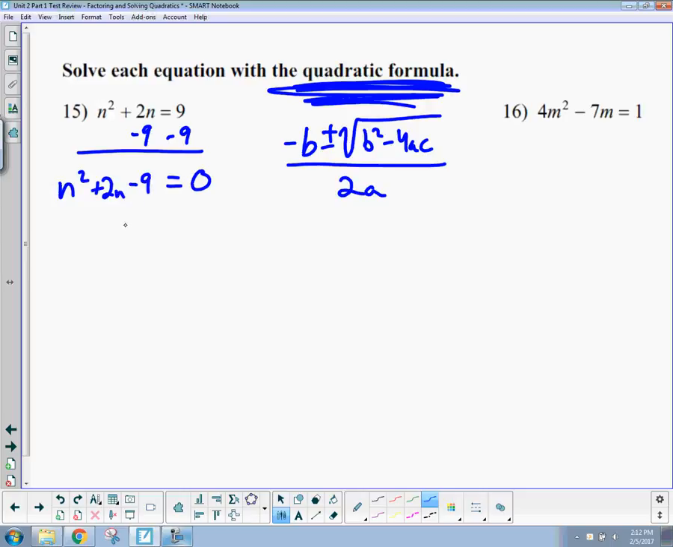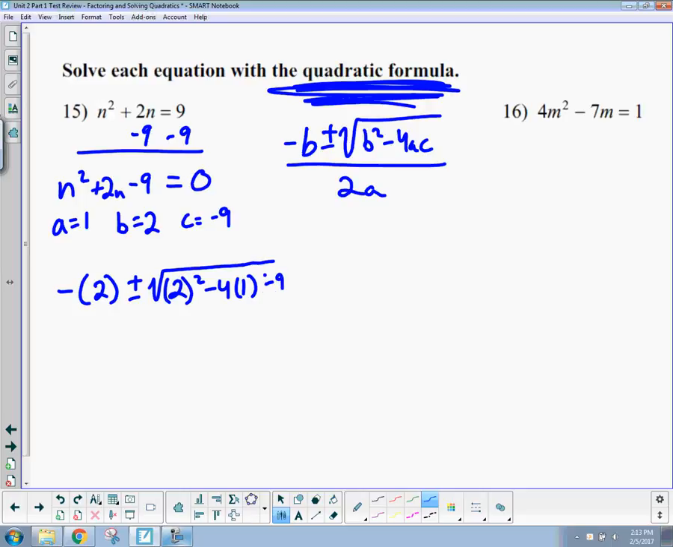Leading coefficient is going to be 1, so a equals 1, b equals 2. That negative sticks with that 9, so c will be negative 9. Plug it all in the formula, so negative b, which will be 2, plus minus another b squared, so 2 squared minus 4 times 1, negative 9. Okay, plugging it all into the formula right now.